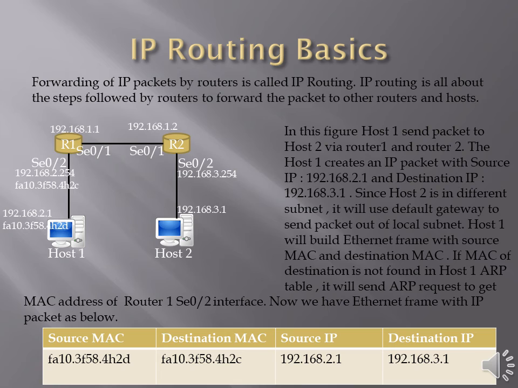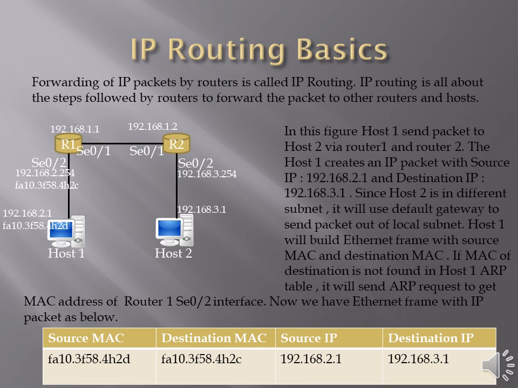IP routing basics. IP routing is something different from dynamic routing and static routing. Forwarding of IP packets by a router is called IP routing. IP routing is all about the steps followed by routers to forward the packet to other routers and hosts. In this figure, host 1 sends a packet to host 2 via router 1 and router 2.